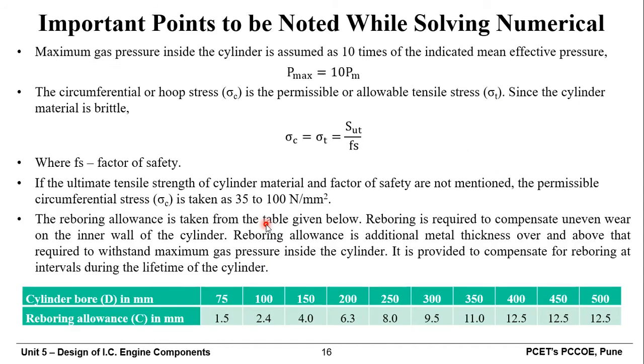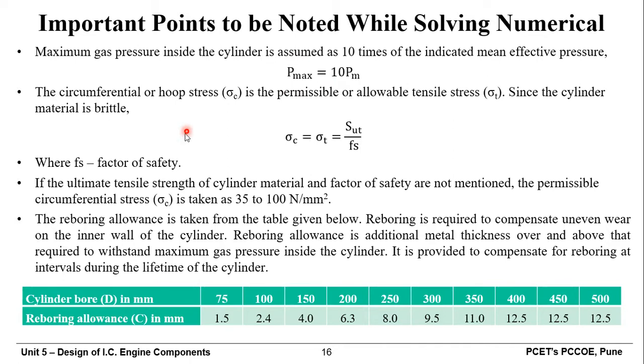Then, while solving numericals related to the design of the cylinder, if certain values are not known to you or are not given in the problem, then we need to assume certain values. For example, if we don't know the maximum pressure P max, but we know the indicated mean effective pressure PM, then just multiply PM by 10 and you will get P max, and that you can use while solving the numerical.